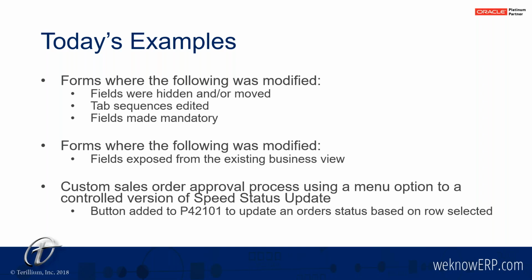Second option is going to be the forms where you exposed existing business view fields. So something that you used to have to go to a developer for and have them kind of modify that form for you. I'm going to show you how easy it is to bring those fields up to either the header or the grid and make them available. We're going to do that on the sales order entry screen, the power form, so the P42-101.